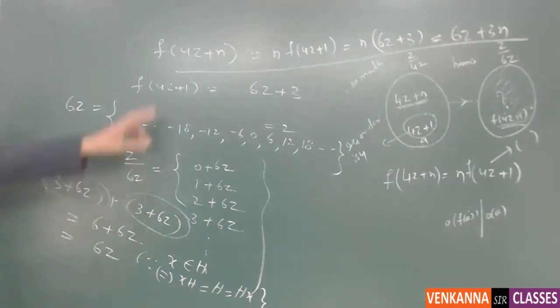Clear? So these are the two homomorphisms available for the given groups. That is the solution of the problem. So on paper, we can simply mention the whole thing in just 5 lines.